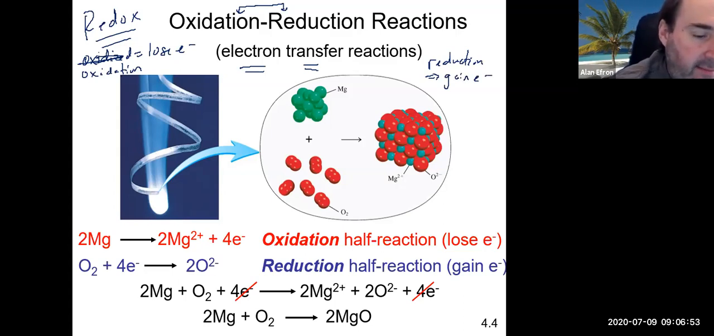Sometimes people remember this by Leo the lion goes grr: loss of electrons, oxidation, gaining of electrons, reduction. Some people are fond of OIL RIG: oxidizing is losing, reducing is gaining. So again, those are a couple ways you can remember oxidation and reduction. You don't have to choose. You can use them both if you like.